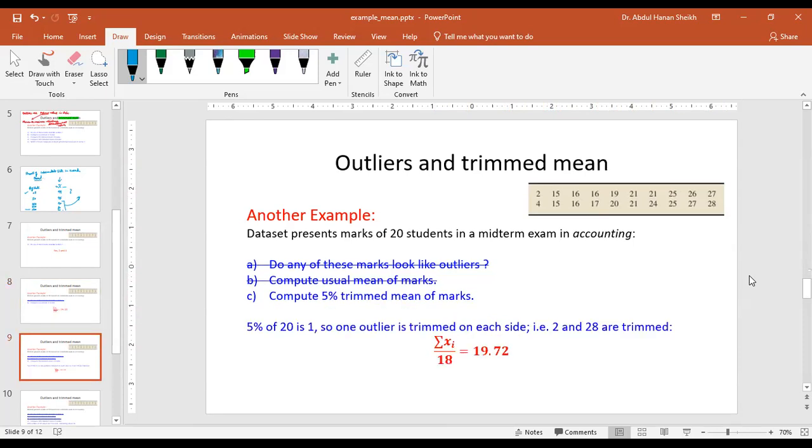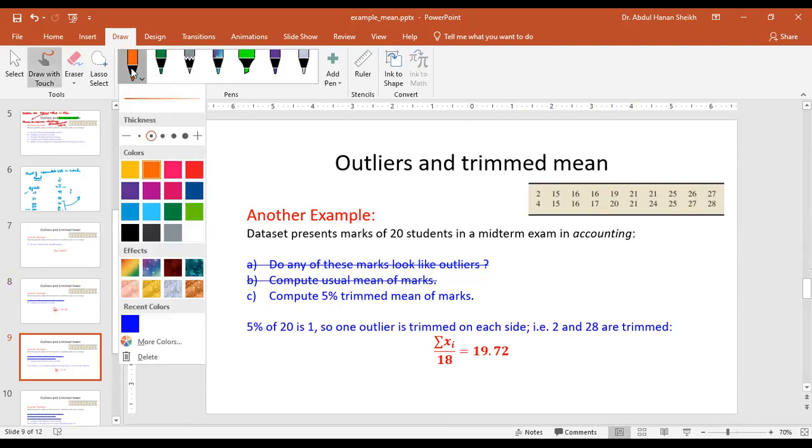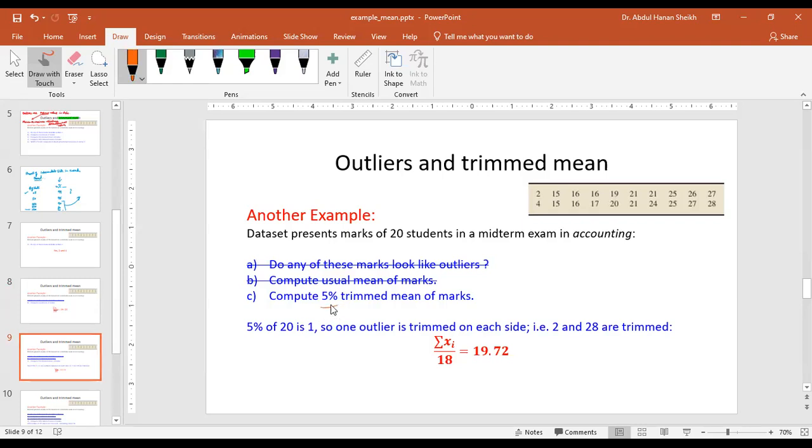So next was to compute the 5% trimmed mean of the marks. Now this is important: how do we decide 5%? The total sample size is 20, and 5% of 20 is just 1, because 10% of 20 is very clearly 2, so 5% is just 1, and we have to trim 5% on each side.